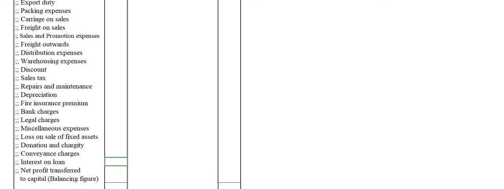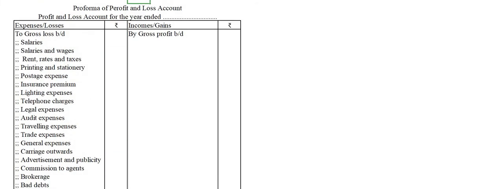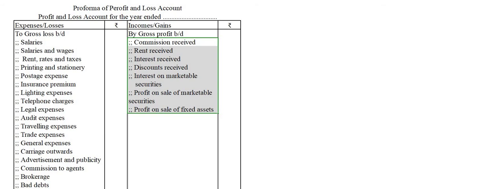And on the credit side, after gross profit, we can write all the indirect incomes. All the indirect income can be written. For example, commission received, rent received, interest received, discount received, interest on marketable securities, profit on sale of marketable securities, then profit on sale of fixed assets. Then after that we can write bad debts recovered if it is given.